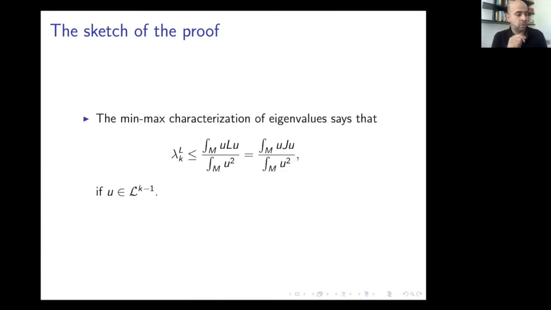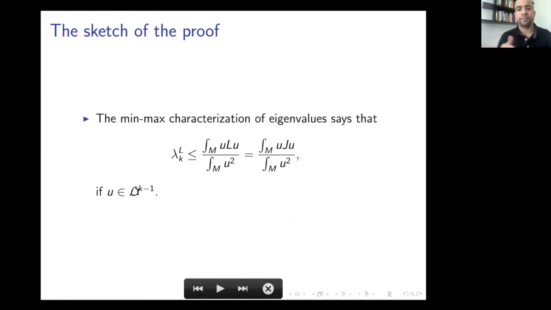So using this notation, we know from the min-max characterization of eigenvalues that the k-th eigenvalue lambda k of the operator L is, in fact, the infimum of this quotient, if the function U lies in this space, in this case, L k minus 1.